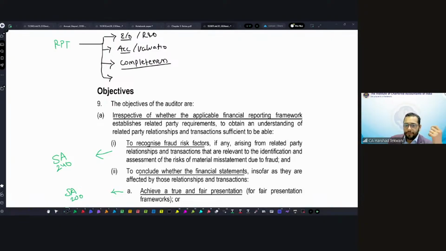What is a fraud risk? When I talk about fraud risk, it means the transaction has not happened and I'm still recording it. So it impacts the existence and occurrence assertion. Yes or no? Or accuracy, valuation, completeness. So these are the assertions at which the fraud risk also impacts.